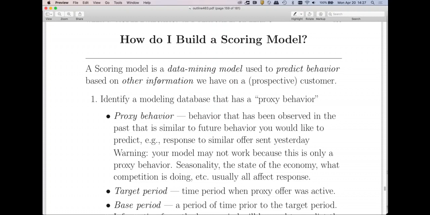The way we build these scoring models is that we identify some proxy behavior. Maybe I tested a bunch of ads yesterday, okay? And so I'm going to try to predict responses to the ad I had yesterday using the information that I had available at the time of the bid in a predictive model, and use that to inform my bids.